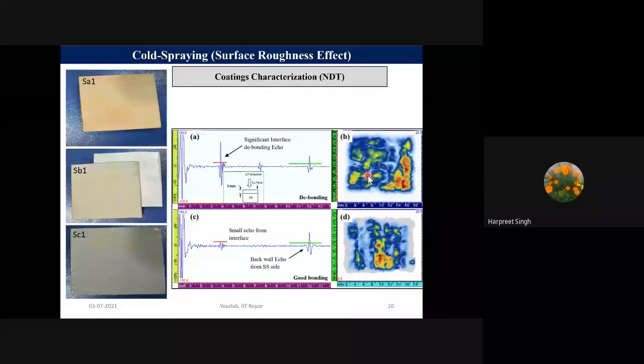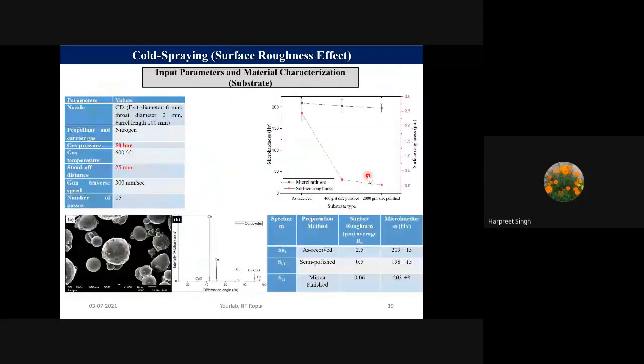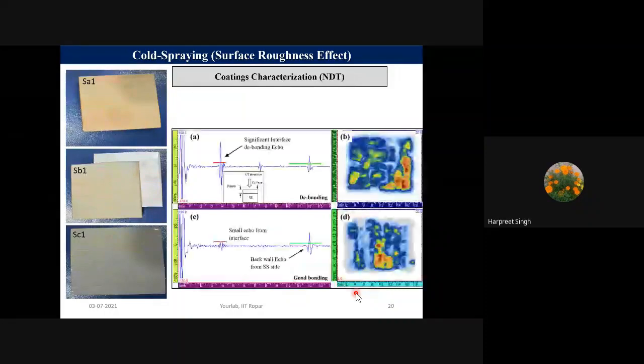Right now I will spend some time on the surface roughness effect. We have tried three surface roughness levels of the substrate. You prepare the substrate with these values of surface roughness, and then you start depositing the coating on the surface. That is what I mean. Now in this case, what happened was when we started depositing coatings at the three conditions.